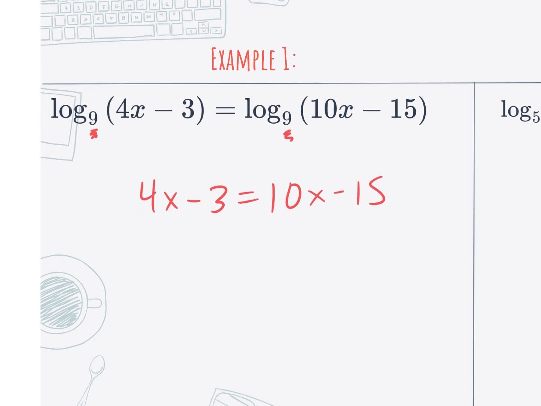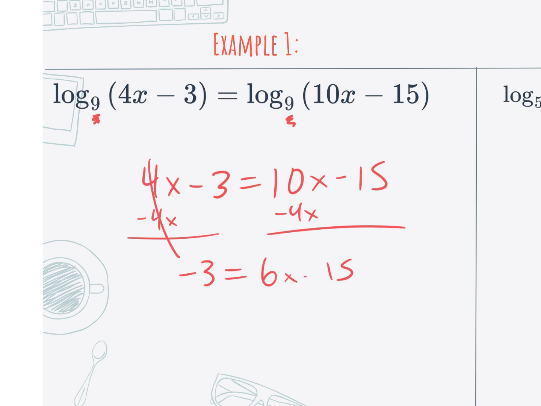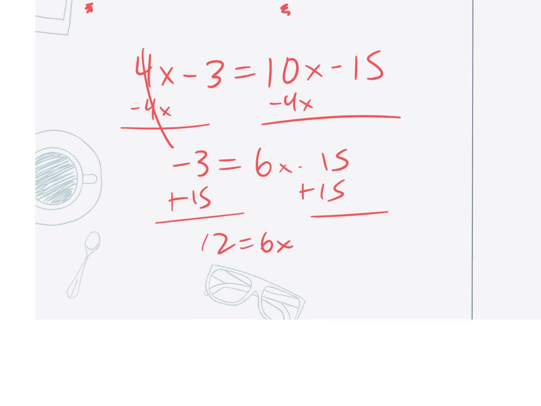From here, you can solve like a normal algebra problem. We subtract 4x from both sides. We've got negative 3 is equal to 6x minus 15. We add 15 to both sides, so I think we end up getting 12 is equal to 6x. Then if I divide both sides by 6, I end up with x is equal to 2.